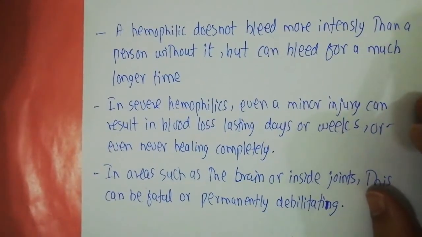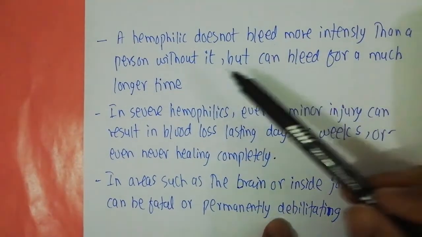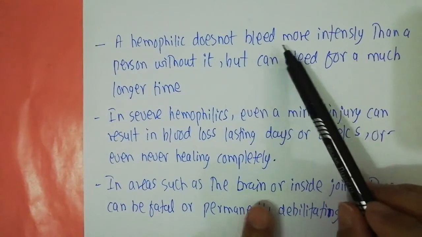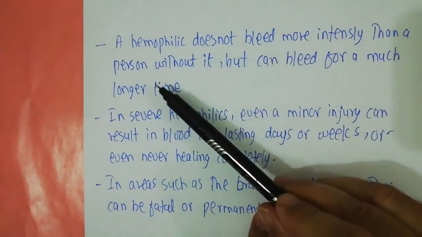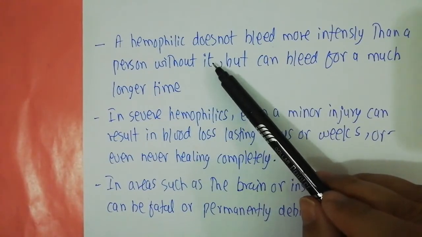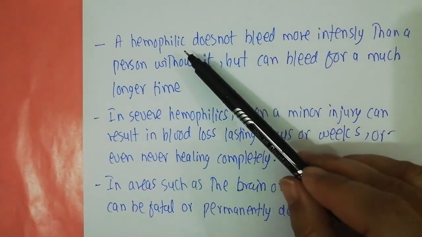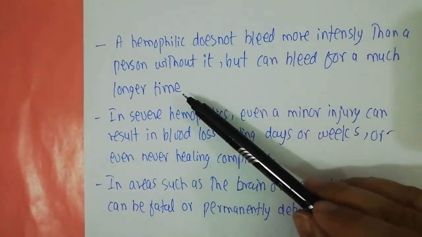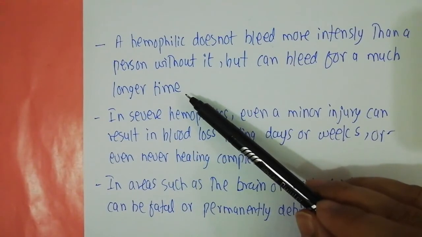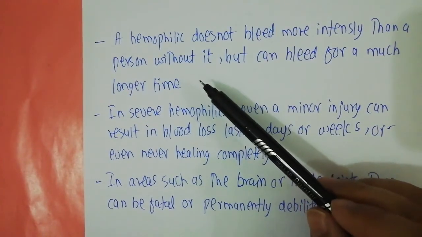If you talk about the bleeding time or the bleeding intensity, a hemophilic person does not bleed more intensely than a person without it. There are no differences in the intensity of the bleeding in hemophilic and non-hemophilic persons. But the hemophilic person bleeds for a much longer time, and if they are bleeding for a much longer time, that means they are going to lose more blood as compared to the non-hemophilic one.